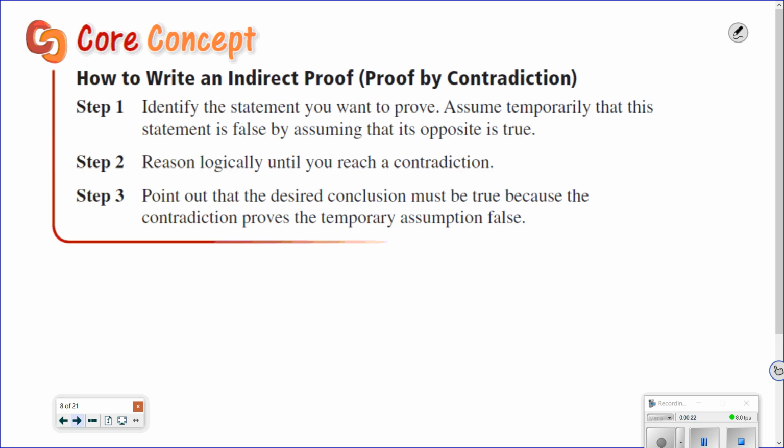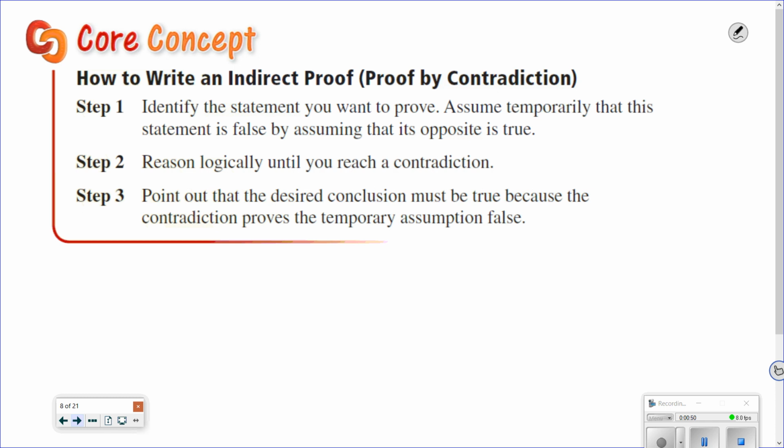When we write an indirect proof, these are the steps that we follow. Step number one is you always identify the statement you want to prove, and then you assume temporarily that this statement is false by assuming the opposite is true. Step two, you reason logically until you reach a contradiction with your assumption. And then step three, that means that the original statement has to be true because your assumption is false.